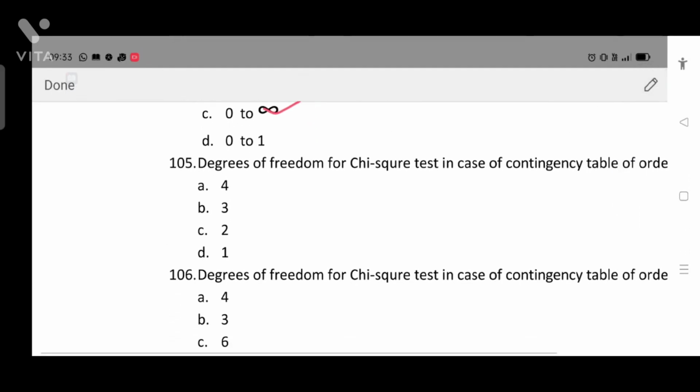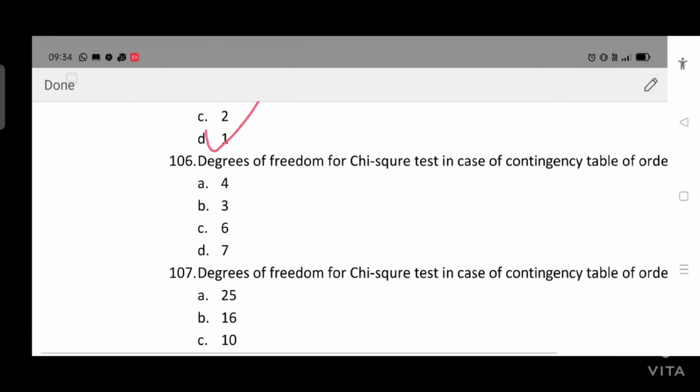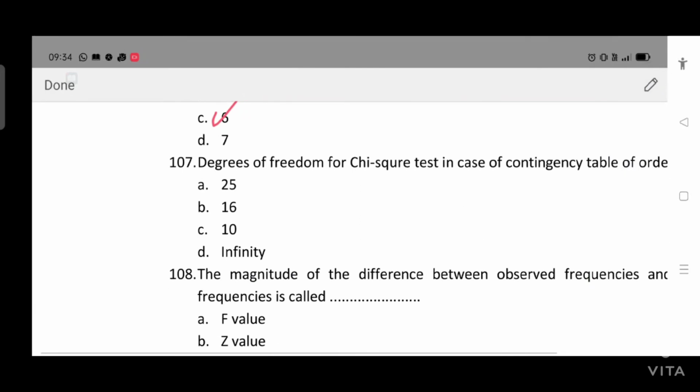Degree of freedom for chi-square test in case of contingency table of order A, B, C, D. Answer D. The degree of freedom for chi-square test in case of contingency table of order, C. The degree of freedom for chi-square test in case of contingency table of order, 107. Answer B. 16.